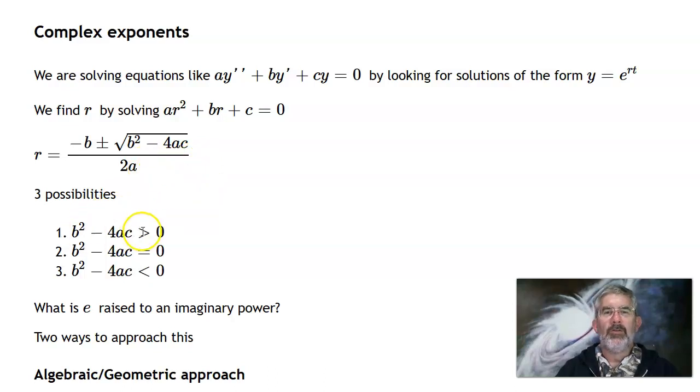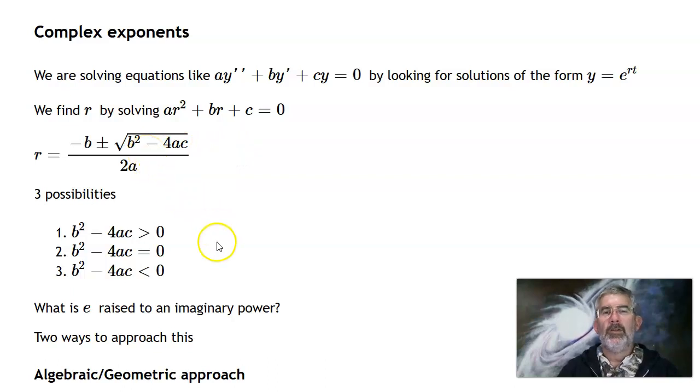One, if b squared minus 4ac is bigger than 0, then you can take that square root and you get two real solutions. We've really already discussed that. Those two real solutions would be plugged in for r, and then we take a linear combination of them, c1 times the first one plus c2 times the second one, to get the general solution to that differential equation. The second thing that could happen is that b squared minus 4ac could be 0, and you only get one solution here.